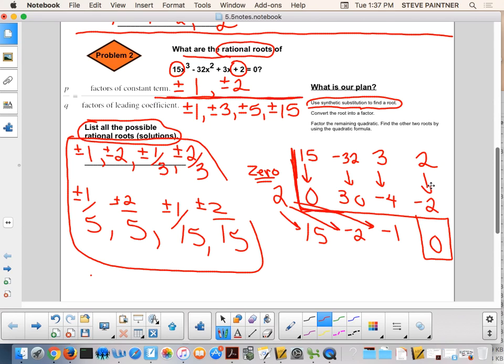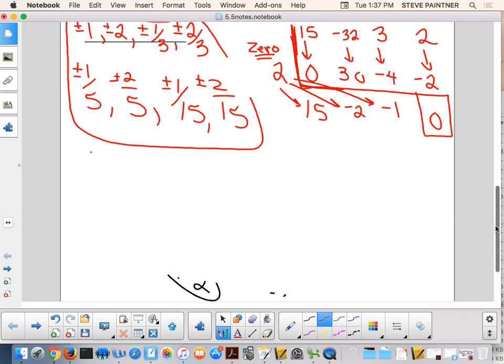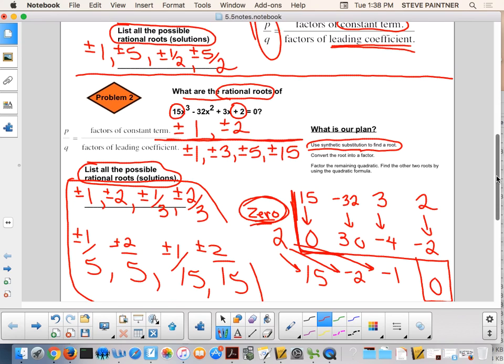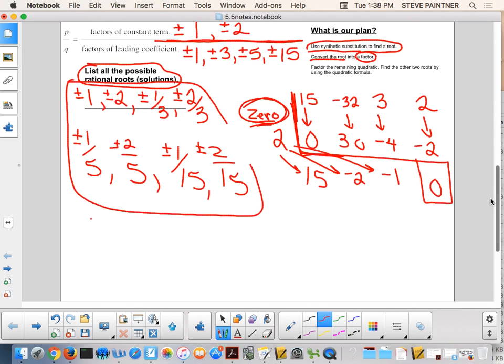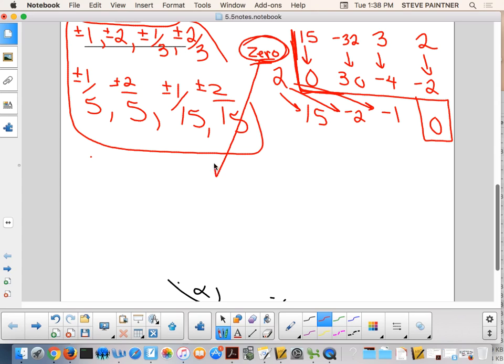So one group got it for us, and we're working as a team now. Now, once you find a 0, listen to this, this is important. Once you find a 0, what does the plan say? Convert your root, your 0, into a what? A factor. Okay. Here we go. What factor did this come from?